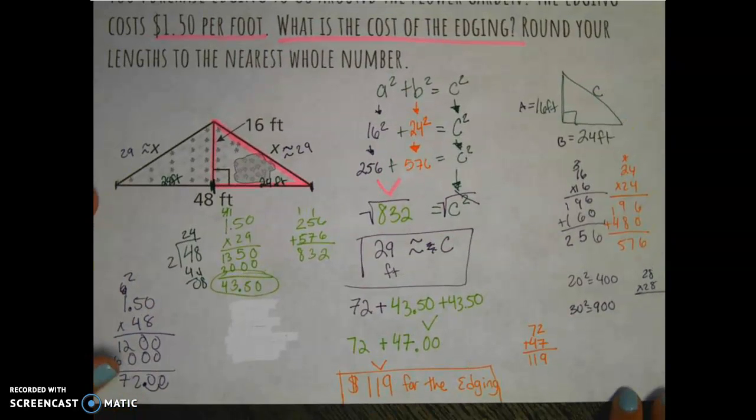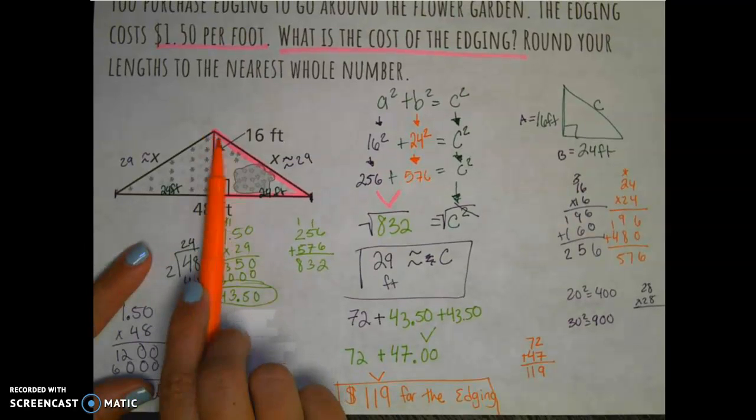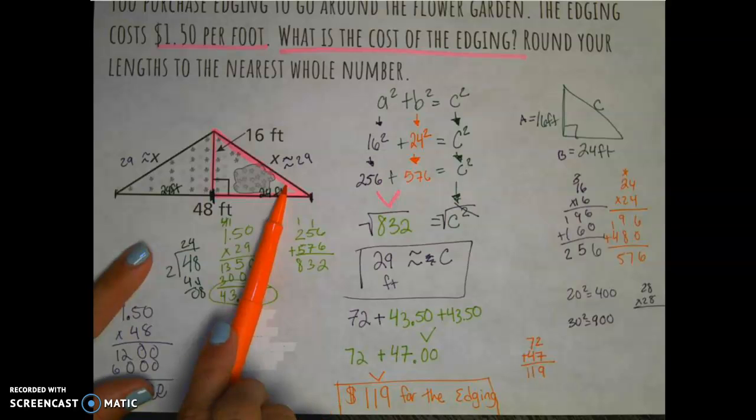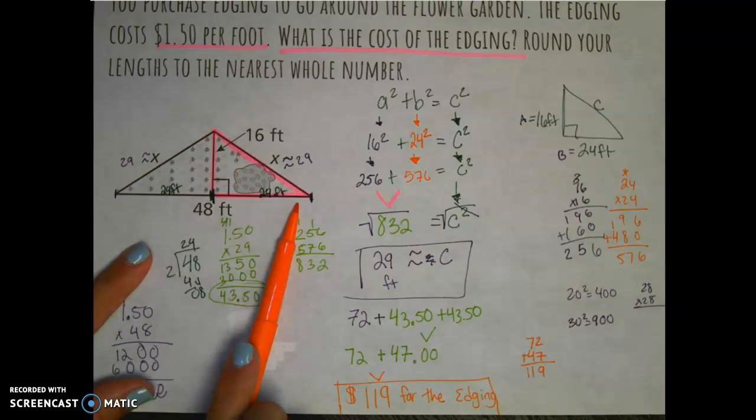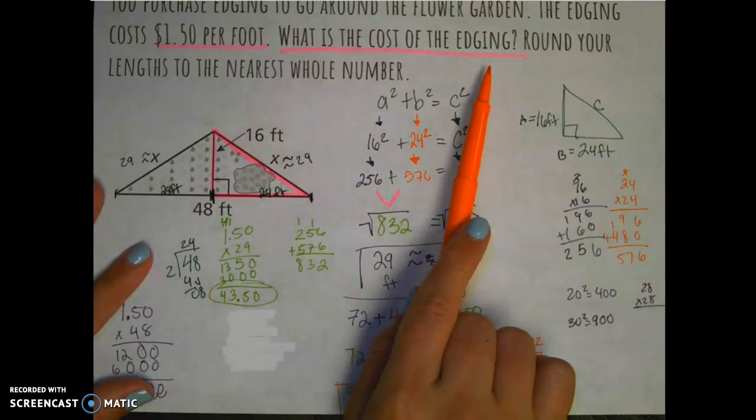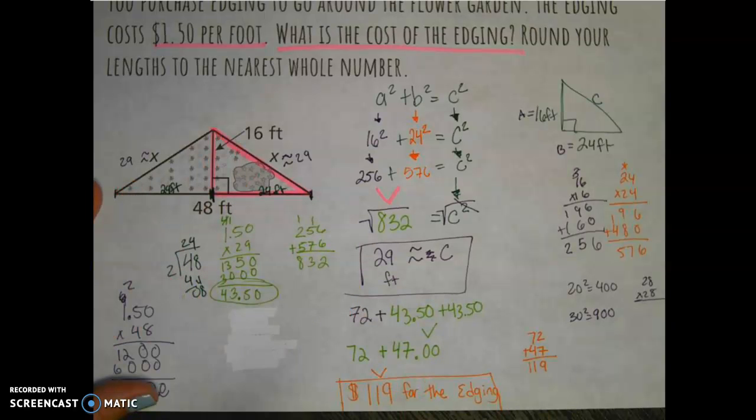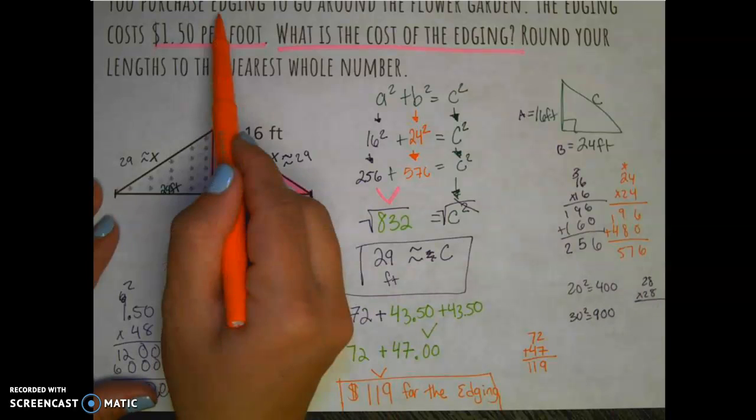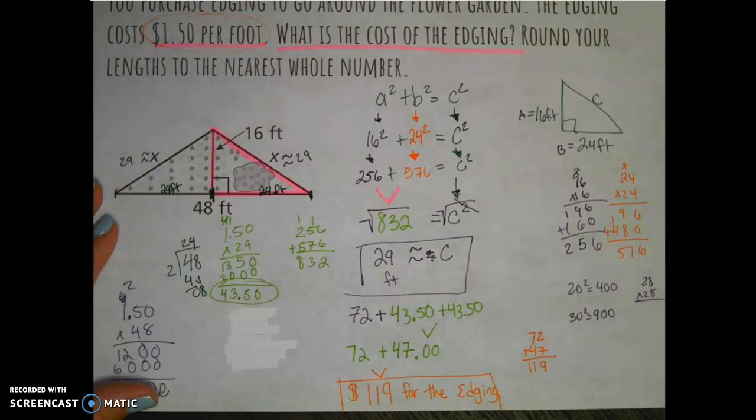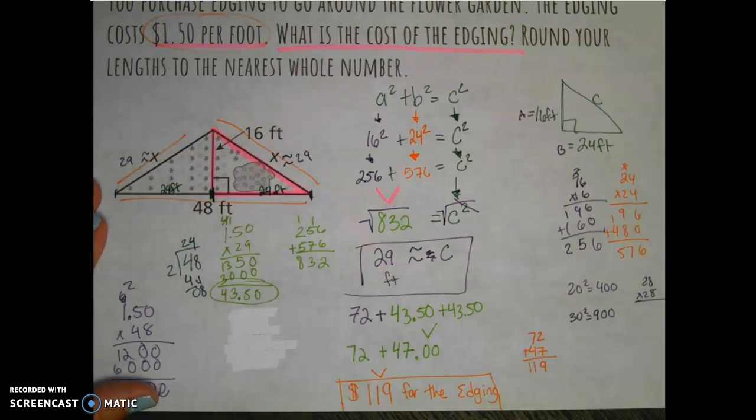Okay, some of your questions might have two parts. The first part is always going to be to figure out what the missing side is. It could be A, it could be C, it could be D, but you need to figure out what the missing side is first. Then, sometimes there'll be a second question. What is the cost of the edging? Meaning all the way around here, what is the cost of all of the edging? You would figure out that it's $1.50 a foot, multiply it by each side of my triangle for the edging, and get a total.